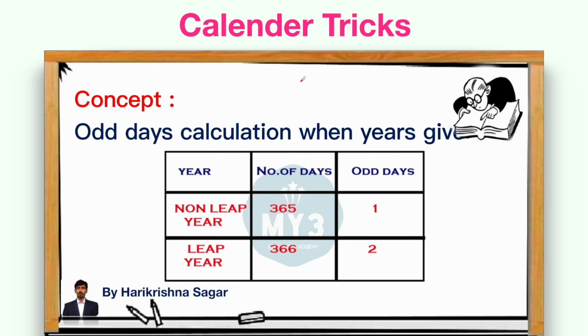And moving forward to years. As I told you, we'll be having 2 years. One is non-leap year and the other one is leap year. What is non-leap year? Non-leap year means you will be having 365 days. Leap year means you will be having 366 days.